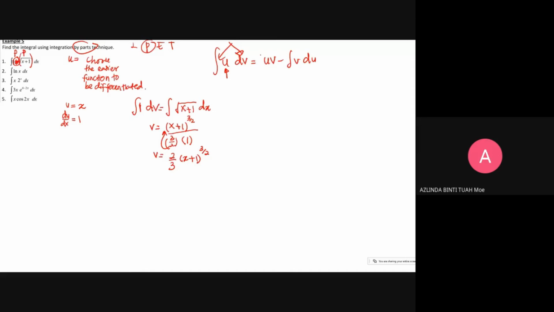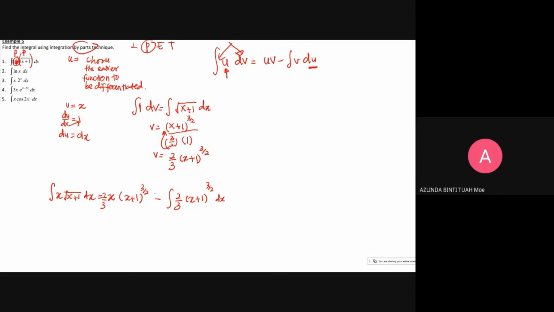Once again, follow the formula. So I just copy back the question. Integrate x square root x plus 1 dx equals to u, where u is x, times v, this is the v, so I put 2 over 3 in front of it, and the bracket of the x plus 1, minus integrate v du. Let's place du. What is du? Du is equal to dx.